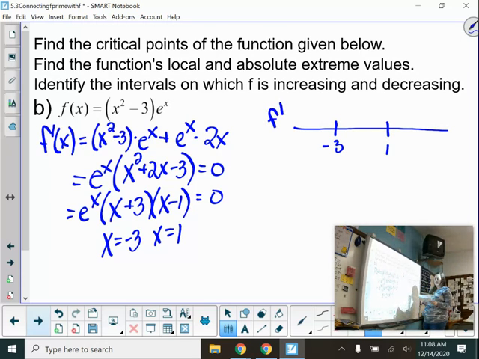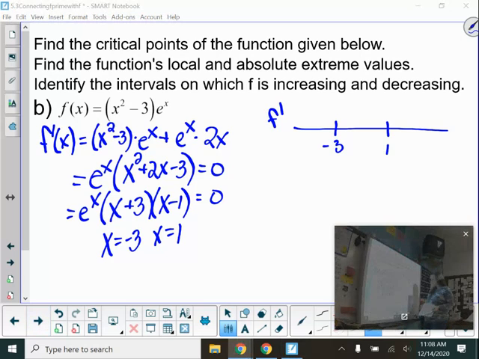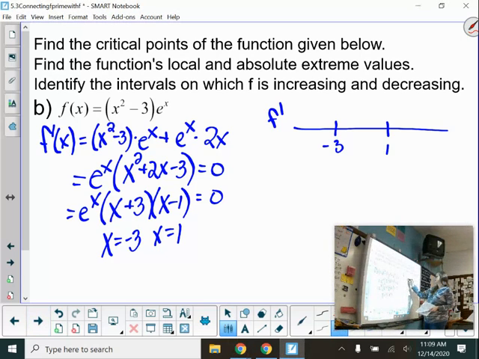And then I want to see what my signs are for the derivative. So let's pick out something less than negative 3, like negative 4, something in between, something greater. I am going to plug this into this factored format down here because that's going to be the easiest for me to figure out what my signs are. So for example, negative 4, ignore the e to the x because that's always going to be positive. Negative 4 plus 3 is negative. Negative 4 minus 1 is negative. When you multiply two negatives, you end up with a positive.